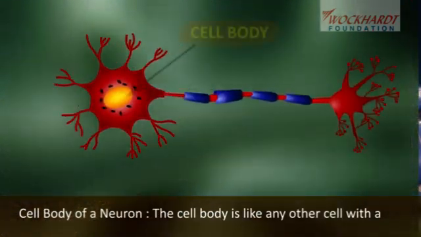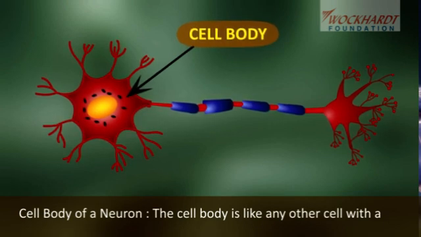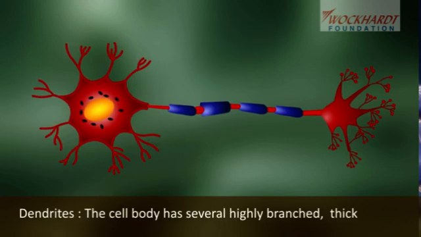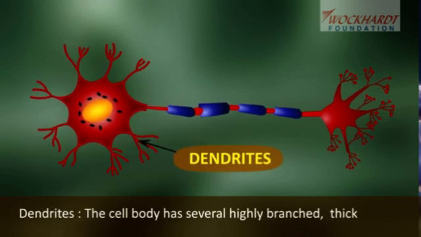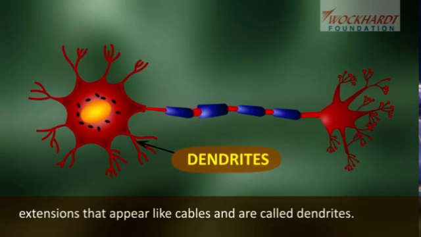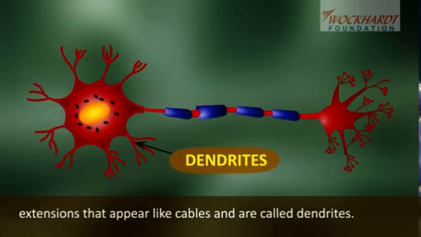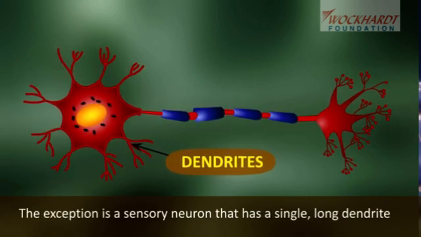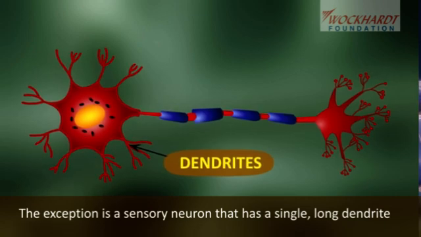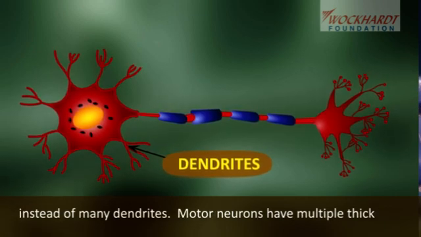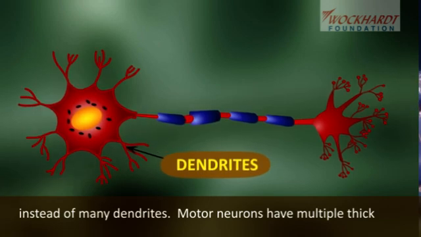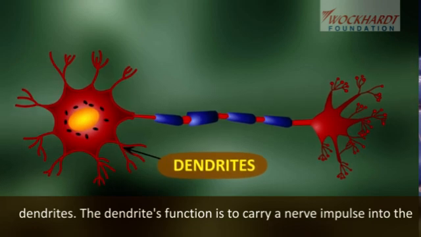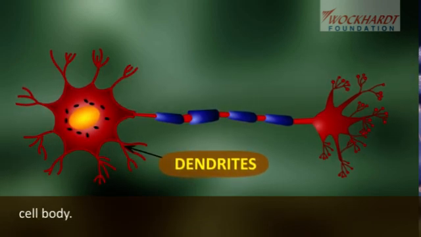Cell body of a neuron. The cell body is like any other cell with a nucleus or control center. Dendrites. The cell body has several highly branched, thick extensions that appear like cables and are called dendrites. The exception is a sensory neuron that has a single, long dendrite instead of many dendrites. Motor neurons have multiple thick dendrites. The dendrite's function is to carry a nervous impulse into the cell body.